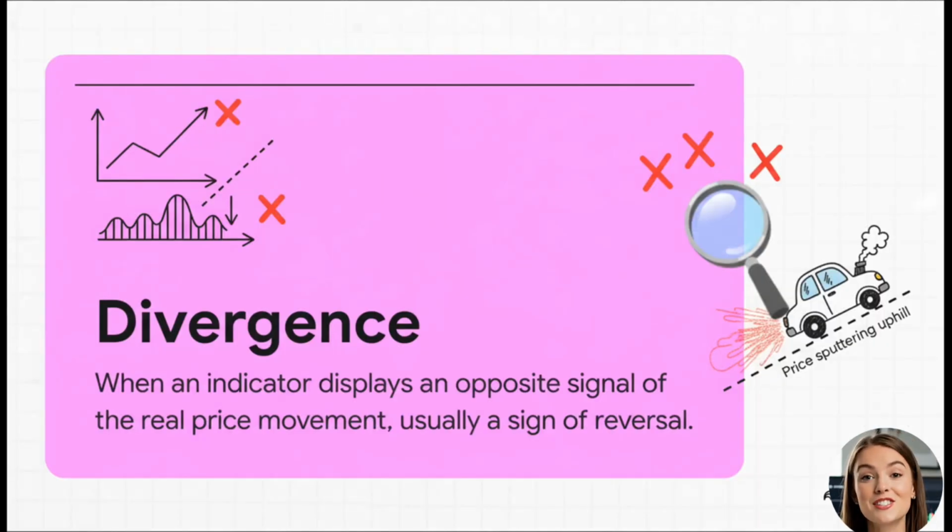So one of the absolute strongest signals you can get from an indicator is something called divergence. Just imagine this. The price on your chart is hitting a brand new high, but your momentum indicator is actually making a lower high. That is a massive red flag. It's like your car is still rolling uphill, but you can hear the engine sputtering and dying. It's a huge warning that the underlying power of the trend is fading fast.